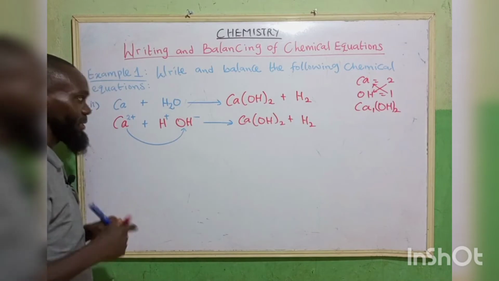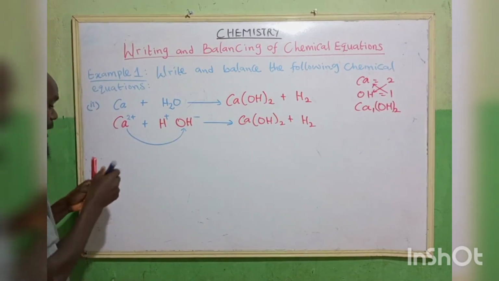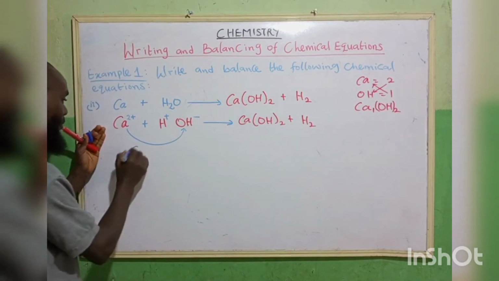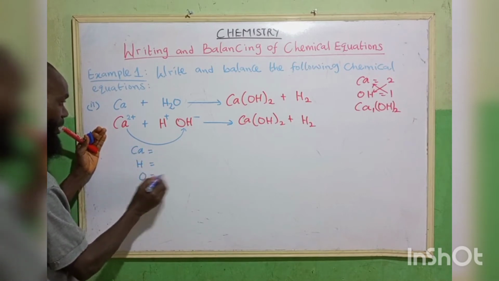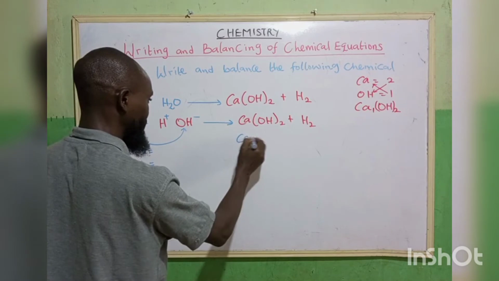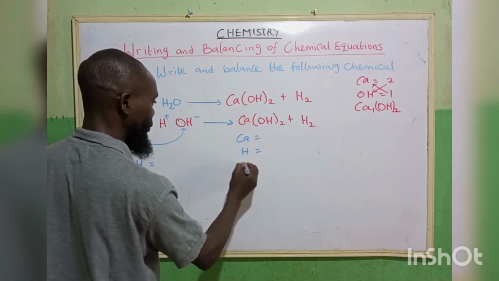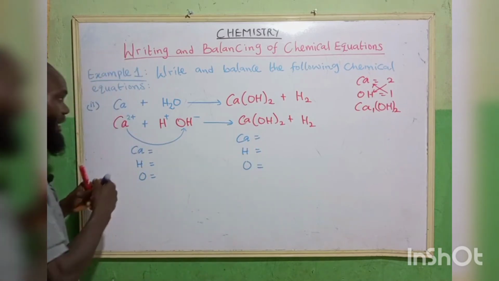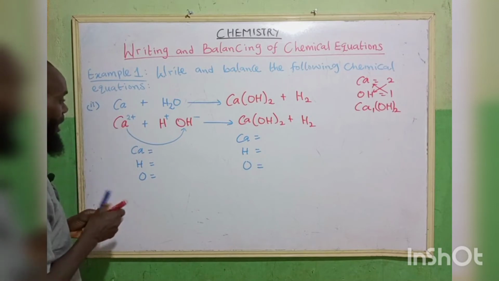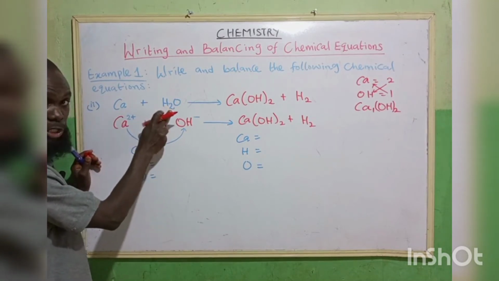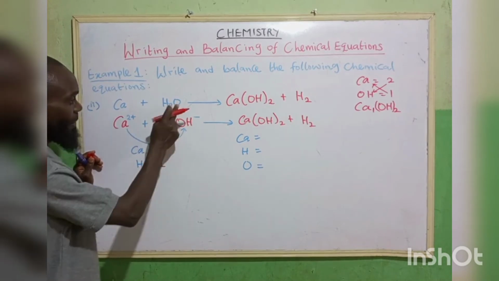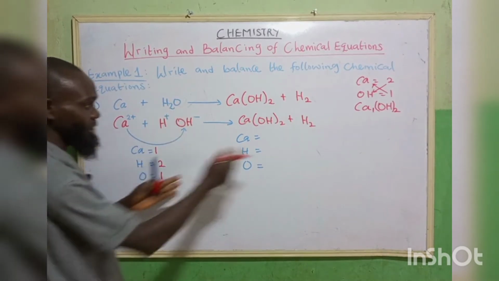Now, let us balance. Now, we have from the left hand side, we have calcium, we have hydrogen, we have oxygen. Likewise, here we have calcium, we have hydrogen, we have oxygen. Now, let's look at this. How many calcium do we have here? We have 1 calcium. How many hydrogen do we have here? This hydrogen owns this 2. We have 2 hydrogen. How many oxygen? We have 1 oxygen.